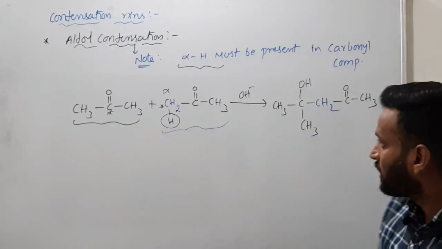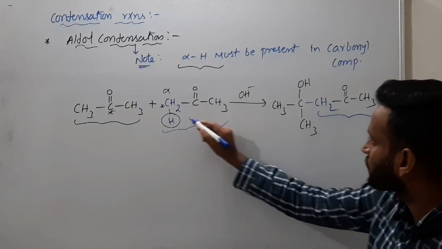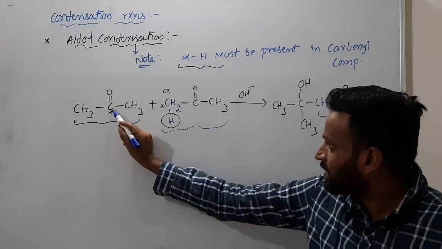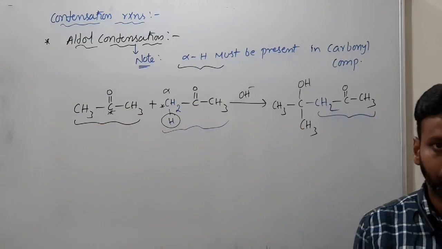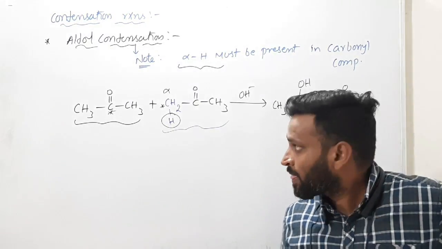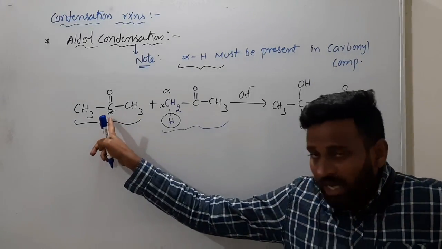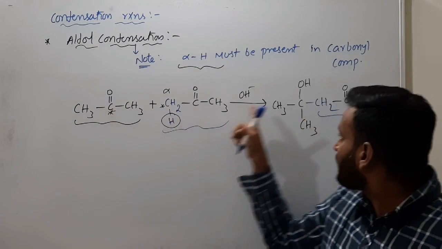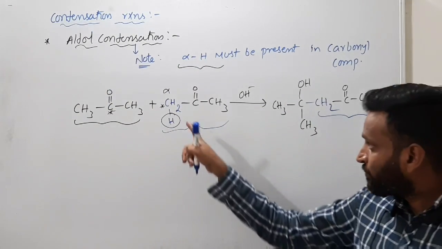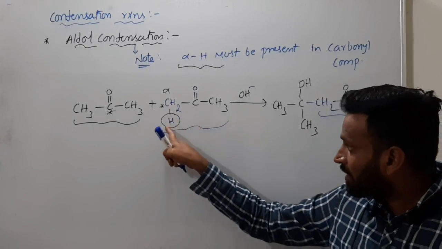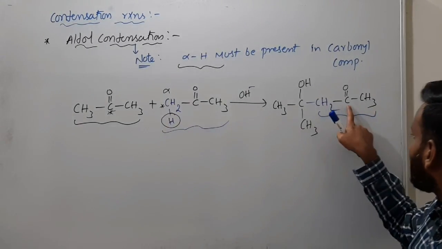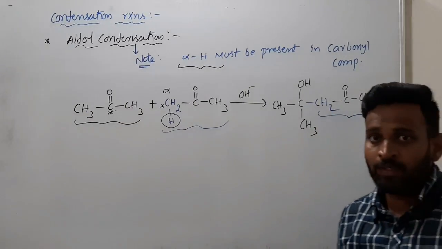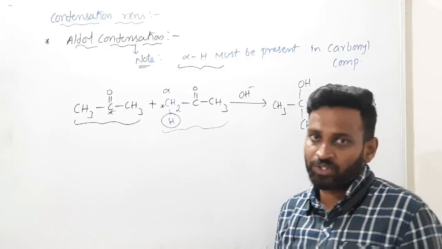So this part actually, CH2, C double bond O, CH3. CH3, COH, CH3. I repeat. From this ketone, I did not remove alpha hydrogen, so C double bond O becomes COH. From this ketone, I removed alpha hydrogen, so it retains its C double bond O. So CH2, C double bond O, CH3. So this is about aldol condensation.